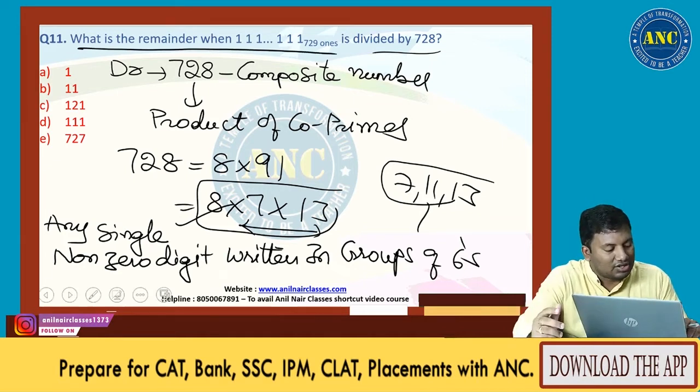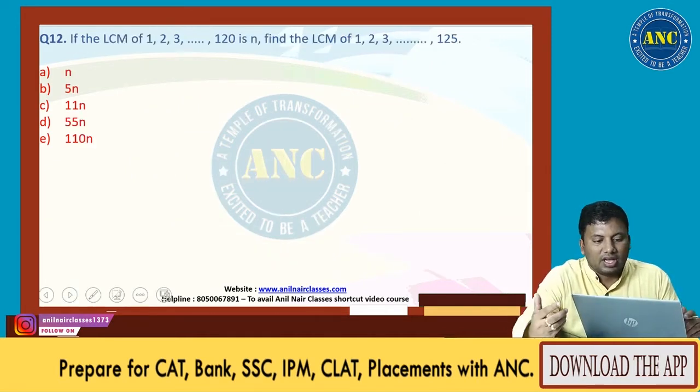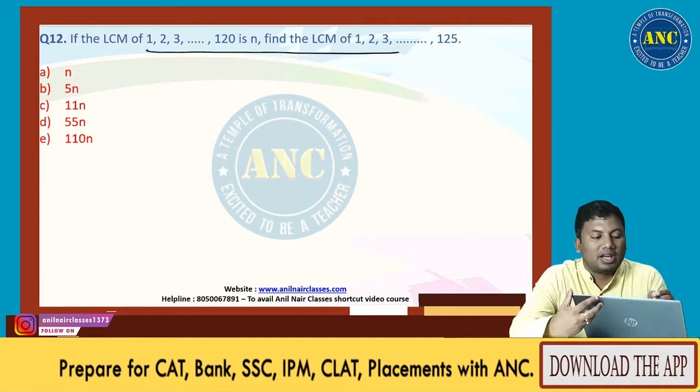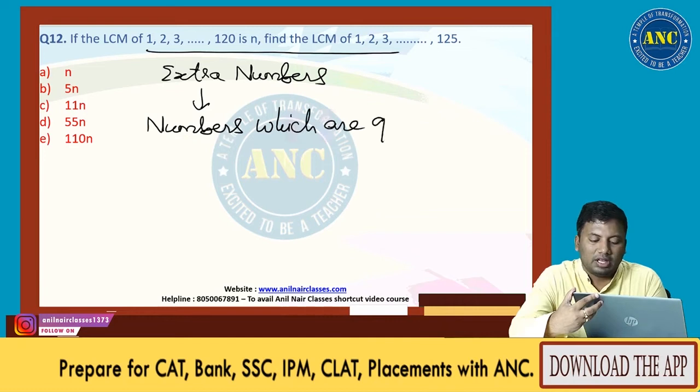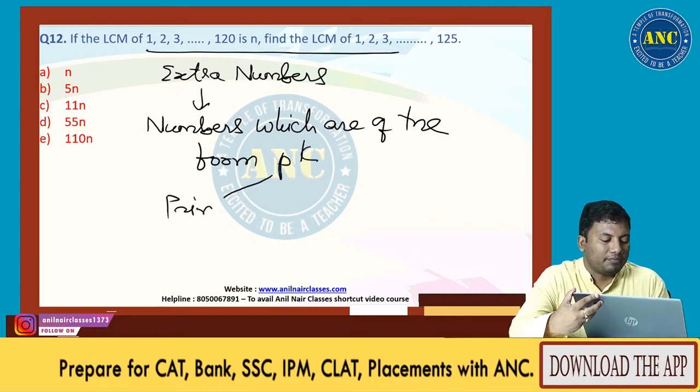In today's class, I think these also we discussed, right? In the extra elements, in the extra numbers, take only the numbers which are of the form p power k, where p is a prime number.